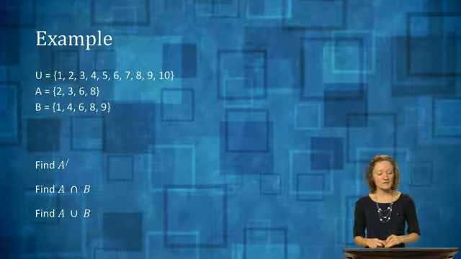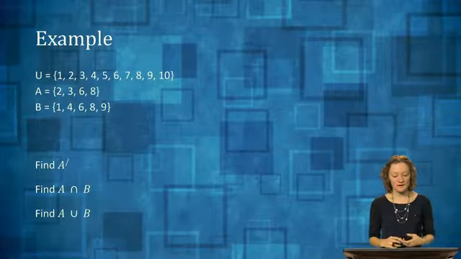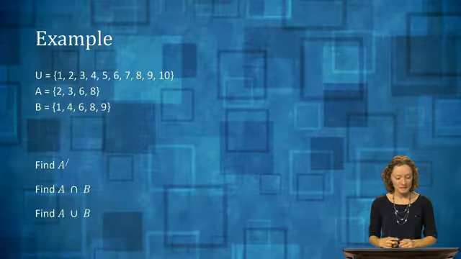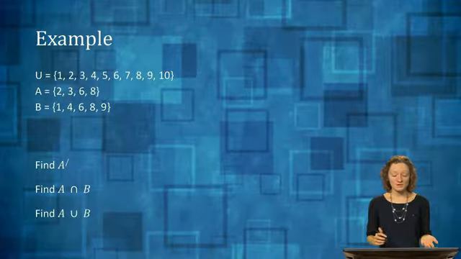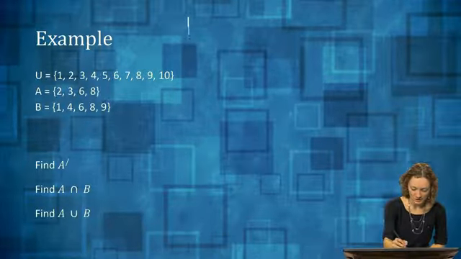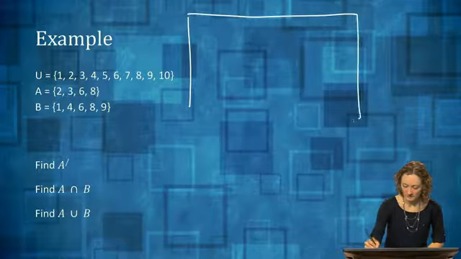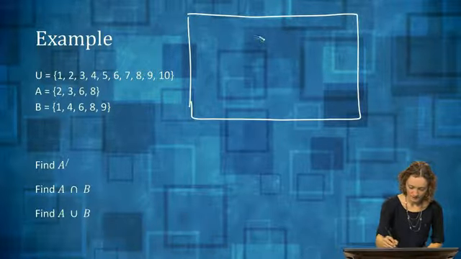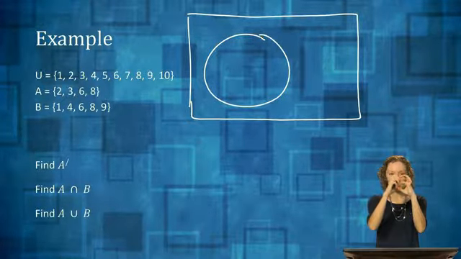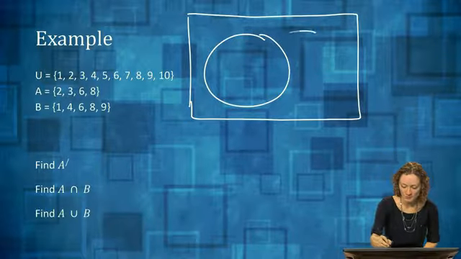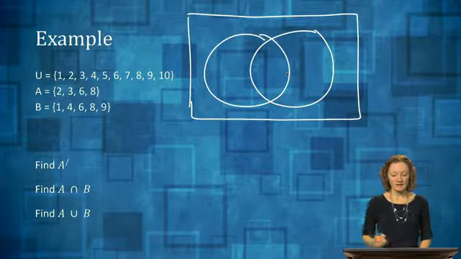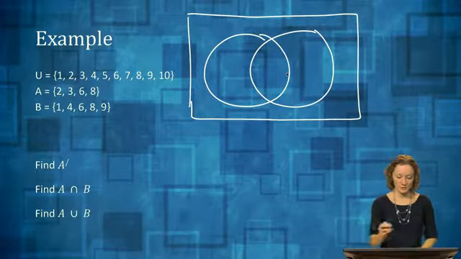So we have the universe containing the numbers 1, 2, 3, 4, 5, 6, 7, 8, 9, 10. We have set A with 2, 3, 6, 8, and set B with 1, 4, 6, 8, 9. The directions are the same for this one. We're going to fill in the Venn diagram and then answer the questions. So let's draw the Venn diagram first. When you draw these circles, it's really tempting to draw a really small overlap, but it's a lot easier if you give yourself a big overlap, because typically you have to fill in a bunch of items inside that location, potentially. So I think that's helpful.